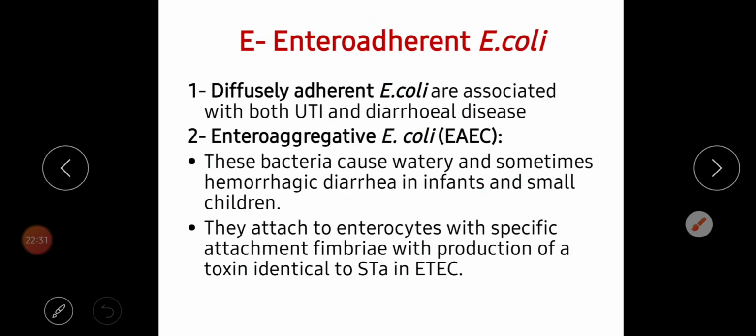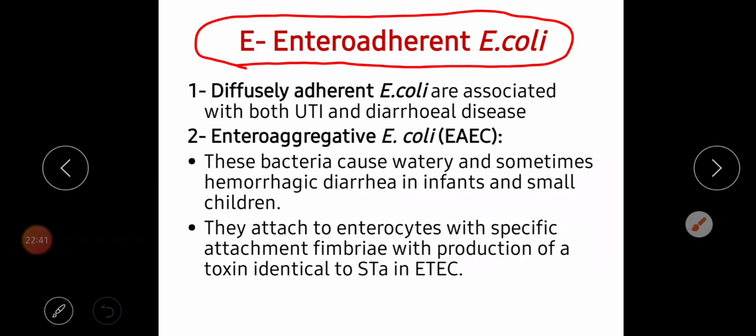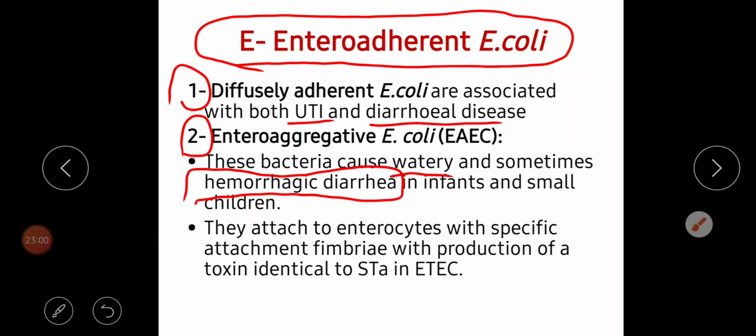The final strain of E. coli that is associated with intestinal infection is called enteroadherent E. coli. And we have two types of enteroadherent E. coli: diffusely adherent E. coli that is associated with urinary tract infection and diarrhea, and enteroaggregative E. coli that causes watery and sometimes hemorrhagic diarrhea in infants and children.